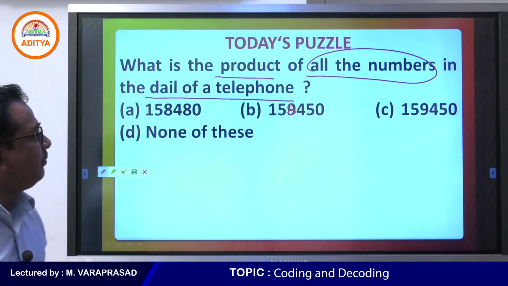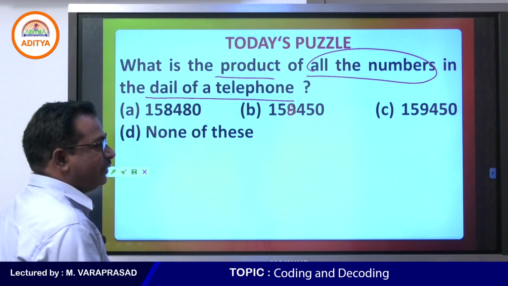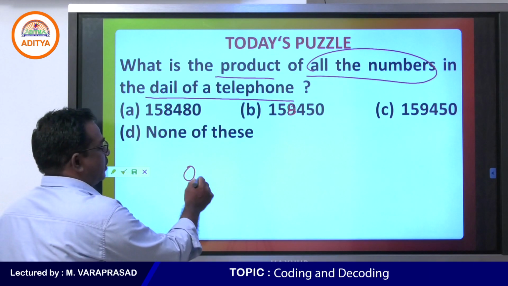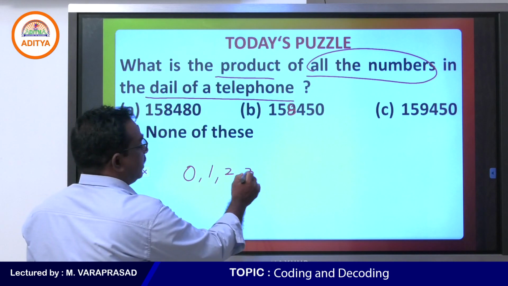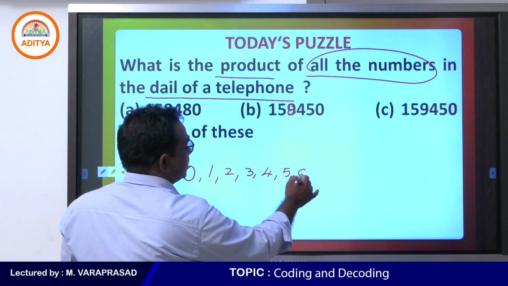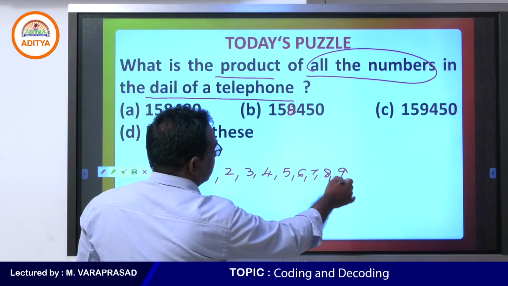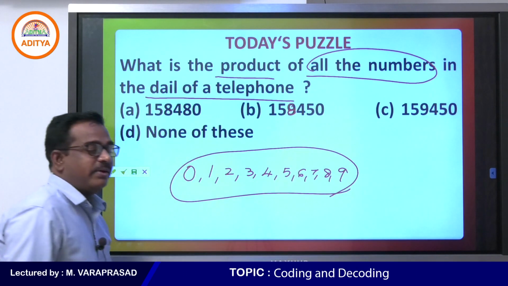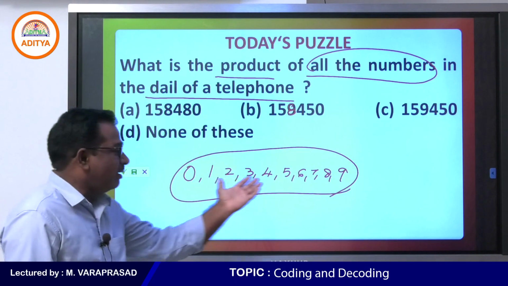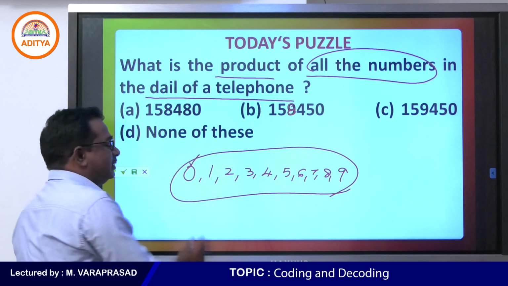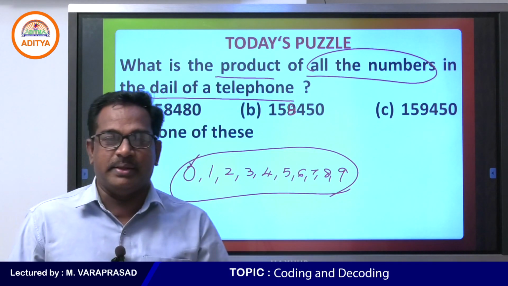So, the product of the dial of a telephone. Dial of a telephone means what numbers will be there? 0, 1, 2, 3, 4, 5, 6, 7, 8, 9. All these numbers will be there in the dial of a telephone. Among all these numbers, 0 is there. The product of 0 with everything is 0 only.